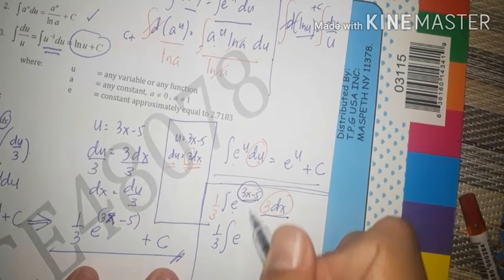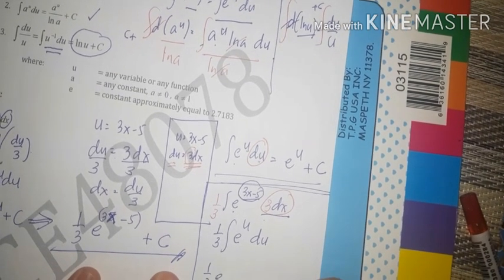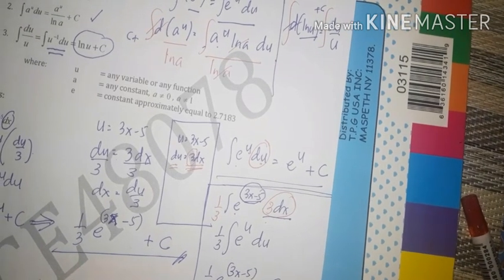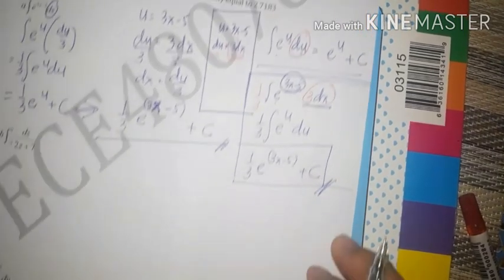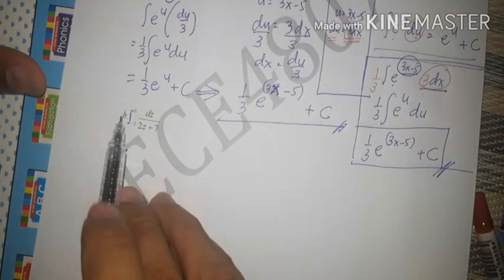This one is your u du. So that is 1/3 e to the u, which is 3x minus 5 plus c. So it's the same. Either will do. It depends on how you solved it. So let's have the next example.